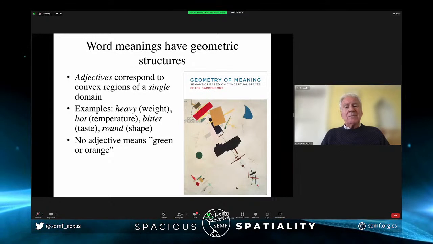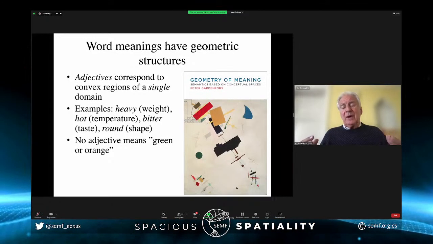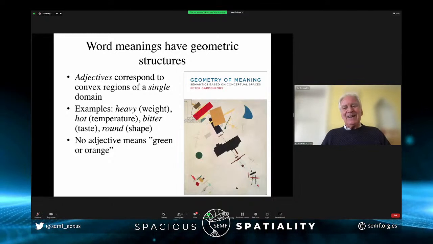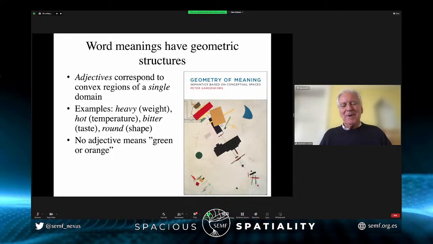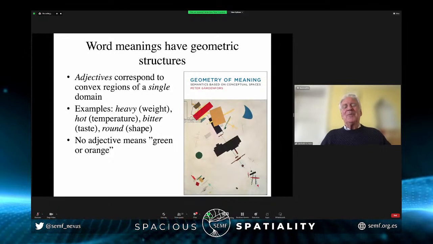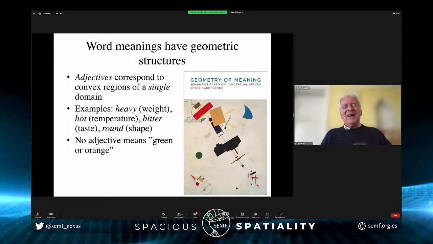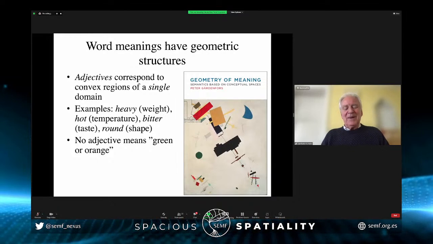So that shouldn't occur in any natural language. And if you can find counterexamples, I would be very unhappy, but I will have to accept them. What I'm saying is that this is an empirical prediction that can be tested.